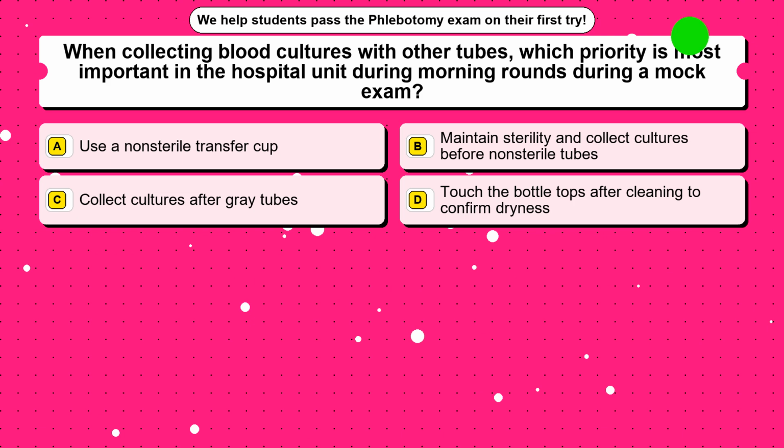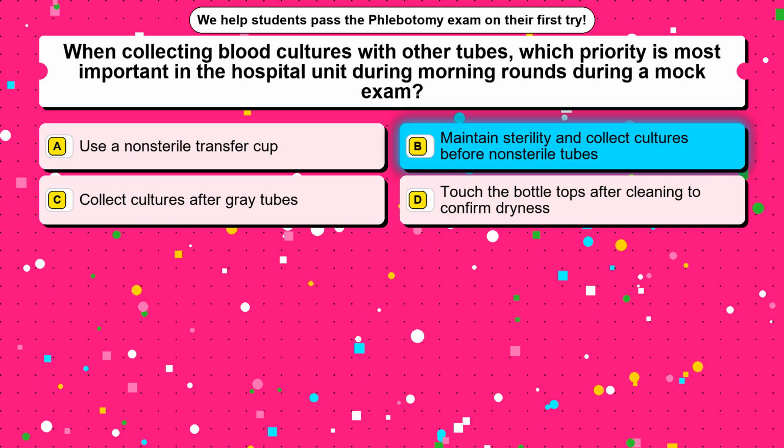Question 77. When collecting blood cultures with other tubes, which priority is most important in the hospital unit during morning rounds during a mock exam? Option A. Use a non-sterile transfer cup. Option B. Maintain sterility and collect cultures before non-sterile tubes. Option C. Collect cultures after gray tubes. Option D. Touch the bottle tops after cleaning to confirm dryness.